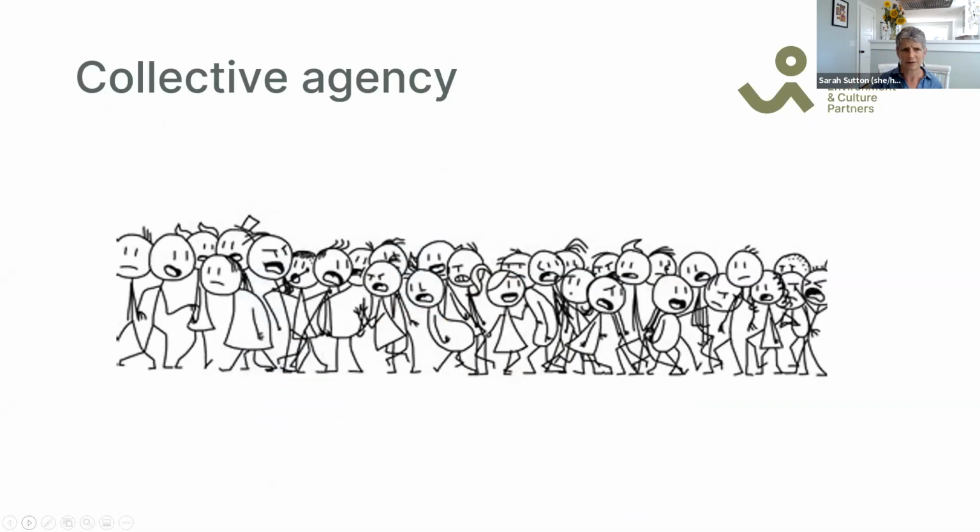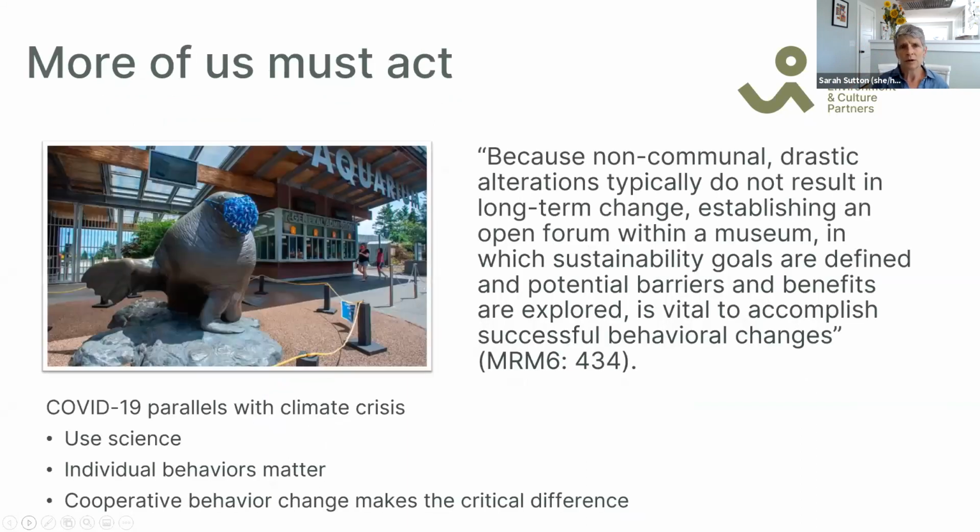So let's get to collective agency. We learned an awful lot about the role of collective agency during COVID-19. There are activities that individuals must take on behalf of others. But those activities are far more effective when more of us do it. One person wears a mask, it's better than no one wearing a mask.